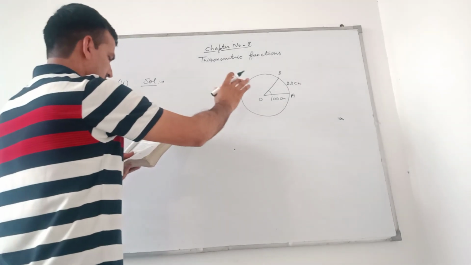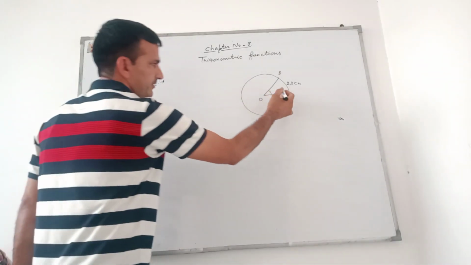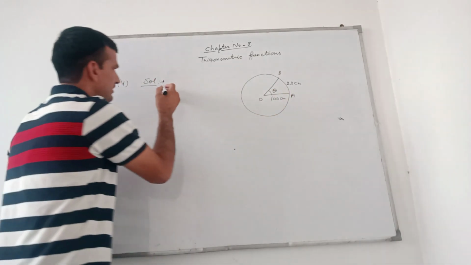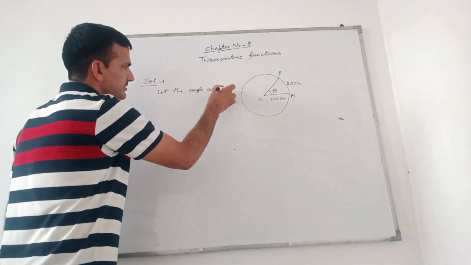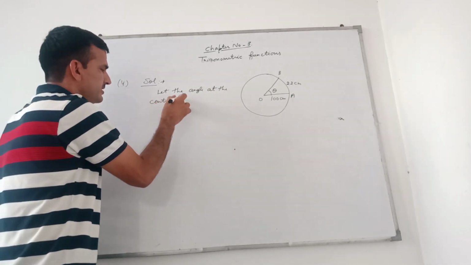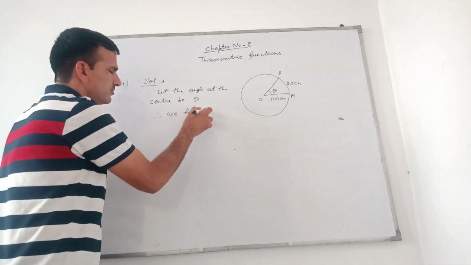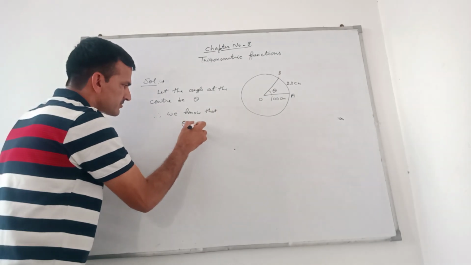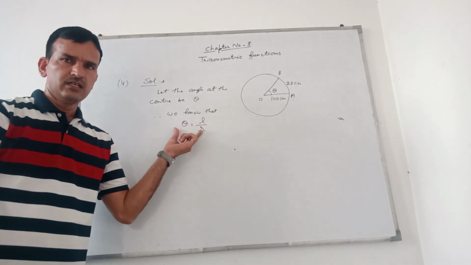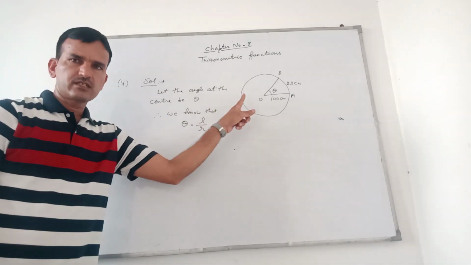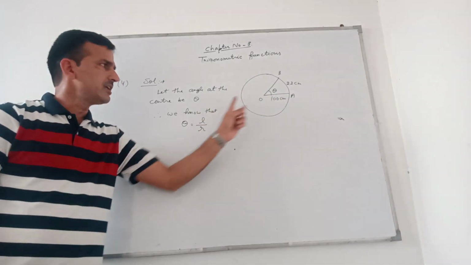Solution. Pi is 22 by 7; we have to use pi as 22 by 7. Let the angle at the center be theta. Therefore, we know that theta is equal to L by R. This is the formula to find theta. Theta is the angle at the center of the circle, L is the length of the arc, R is the radius.